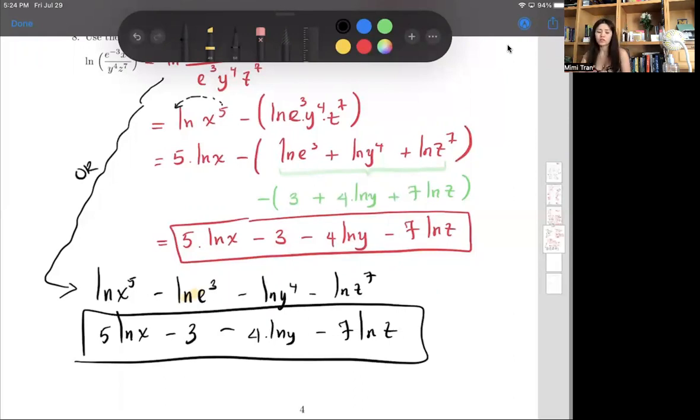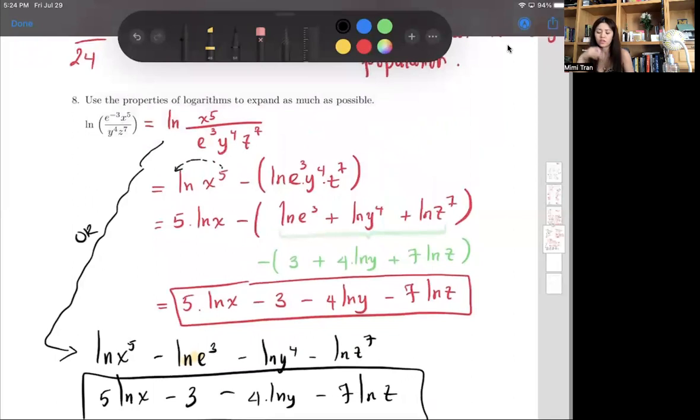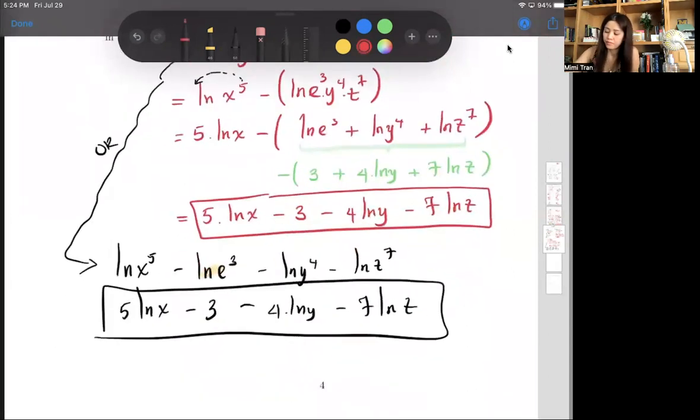So the thing is that if your factor is in the bottom, it takes the negative in front of the log. The one on the top has the positive sign in front of the log. Whichever way you want to do it, that's fine by me. They all have the same answer.